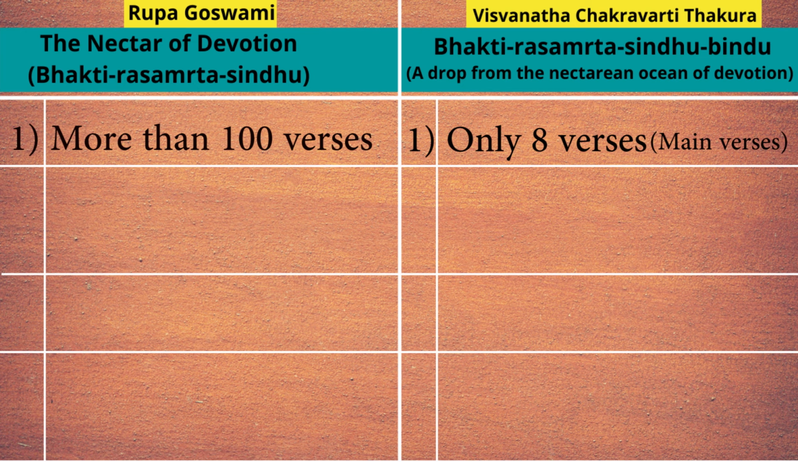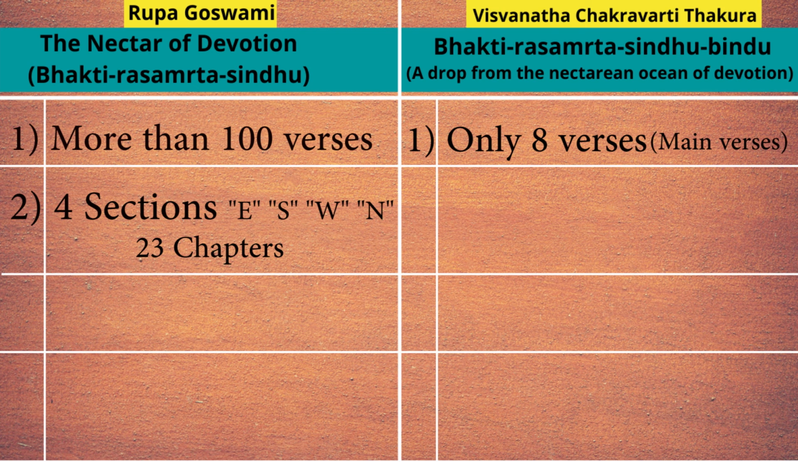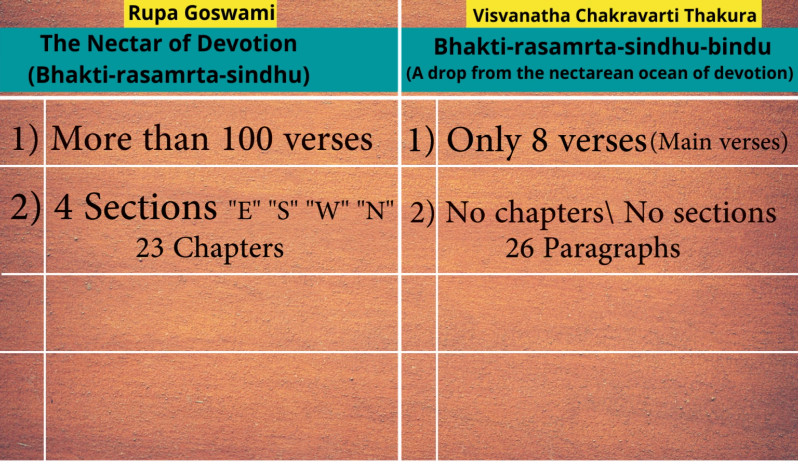And Bhakti Rasamrita Sindhu has 4 sections: Purva Vibhag, Dakshin Vibhag, Paschim Vibhag, Uttar Vibhag, East, South, West, North. In those 4 sections you have many chapters, which Rupa Goswami calls waves. You have 23 chapters in total. And Vishwanath Chakravarti Thakur's Bhakti Rasamrita Sindhu Bindu, how many chapters? No chapters. How many sections? No sections. Just 26 paragraphs. Some editions divide it into 27, some 26 paragraphs. This is how small this book is.